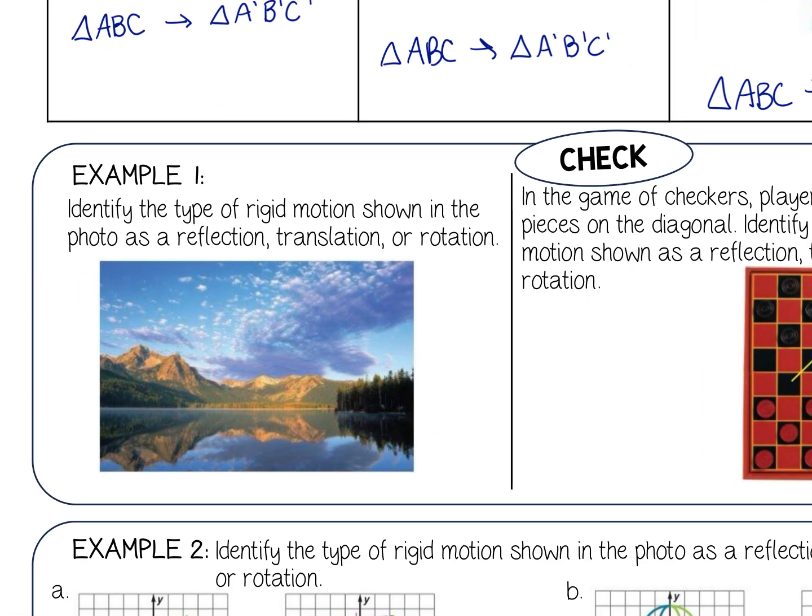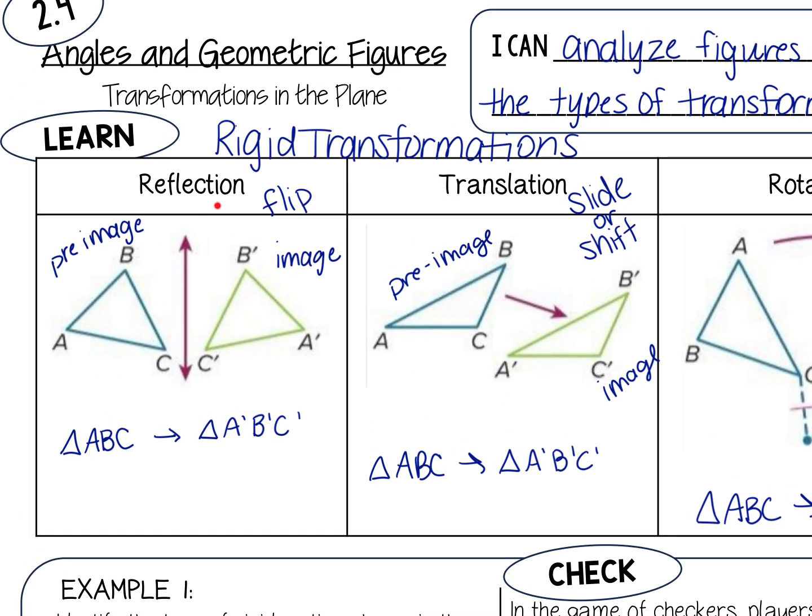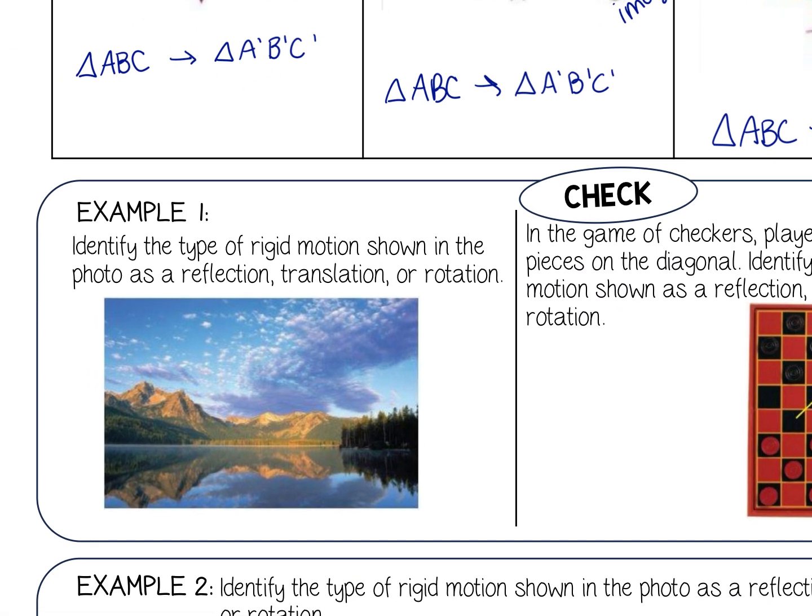All right, in example 1, it says identify the type of rigid motion. So remember, rigid motion is any of these three. What type of rigid motion is shown in the photo? Is it a reflection, translation, or a rotation? This would be a reflection, and the line it's reflecting over is right here. Let's use a different color.